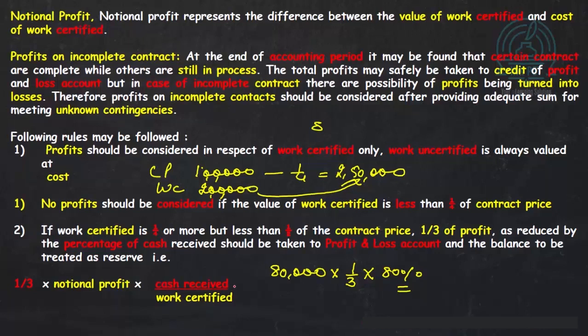That comes around to be 21,333. So this amount will be transferred to P&L account, and the remaining amount, 80,000 minus 21,333, will be kept as reserve.